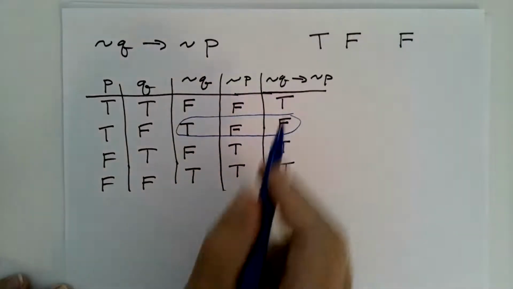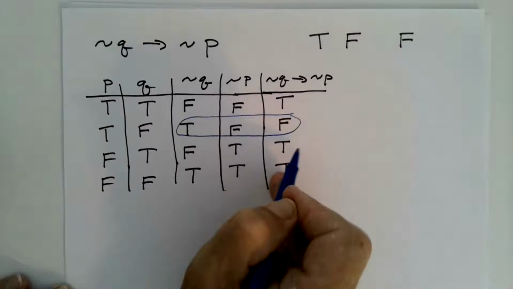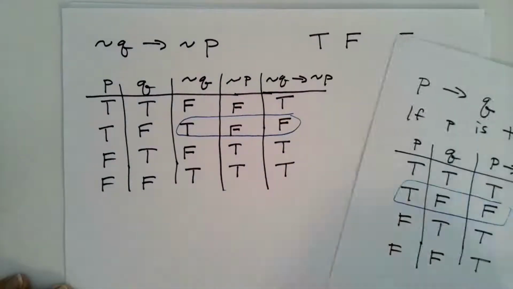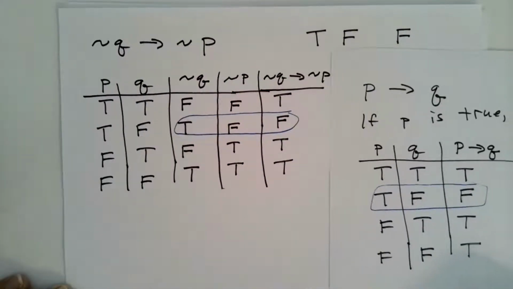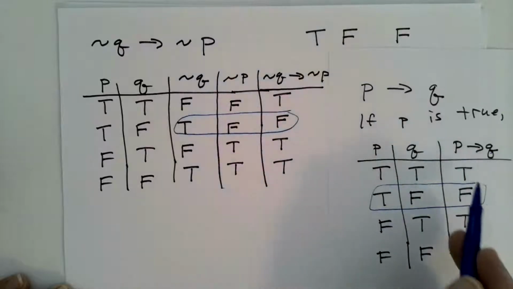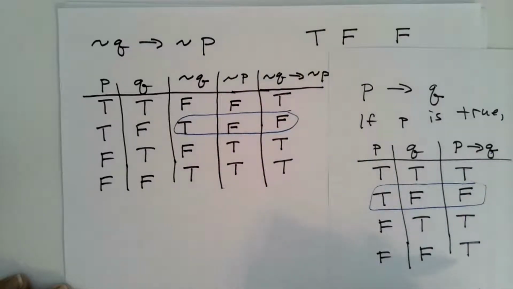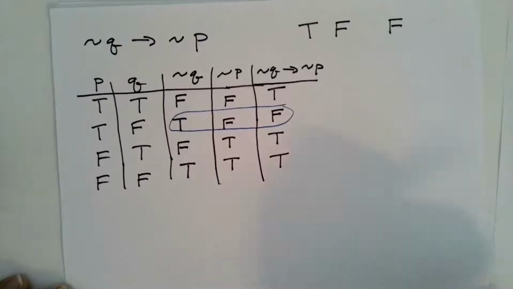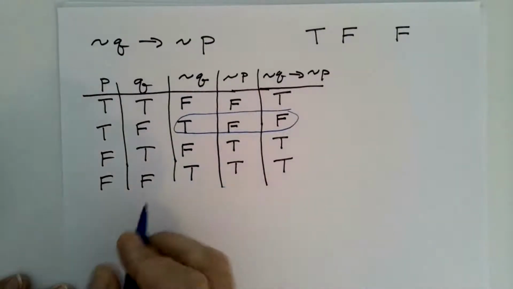But I want you to notice something else. Not Q implies not P is TFTT. What did we say on our previous page? Remember? P implies Q, TFTT. They are the same. They are equivalent statements. Not Q implies not P.